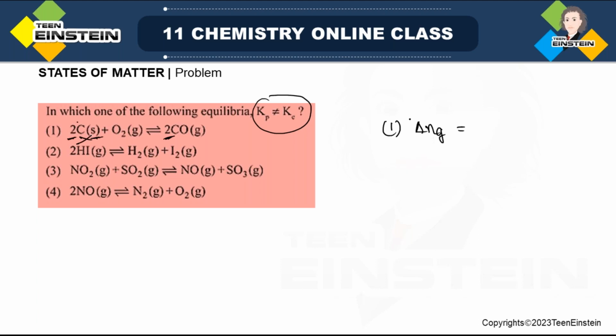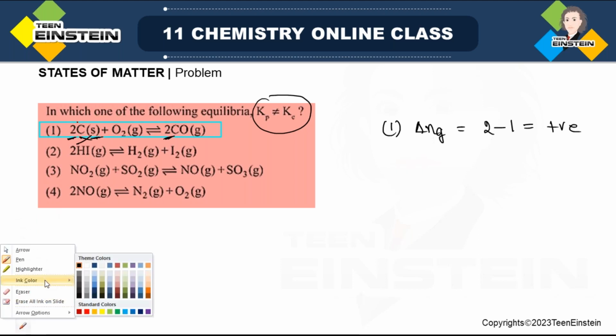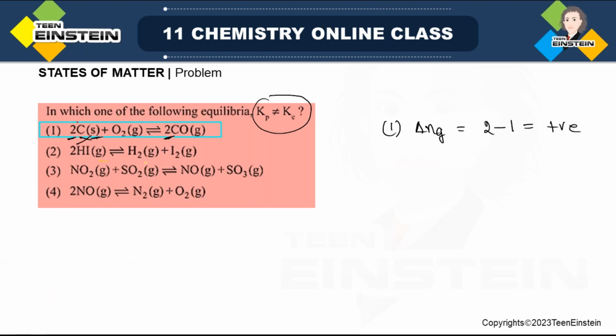Only oxygen is considered. So it is 2 minus 1, which is positive. So it means Kp and Kc will not be same. We have to find that equilibrium where Kp is not equal to Kc. Del Ng value may be positive or negative, that is Kp may be greater than or lesser than Kc, but it should not be equal. So for the first option we are getting this. So this is basically the correct option. But why the other options are not correct, that we have to see. So see in the second case, all are G. So here it is 1.